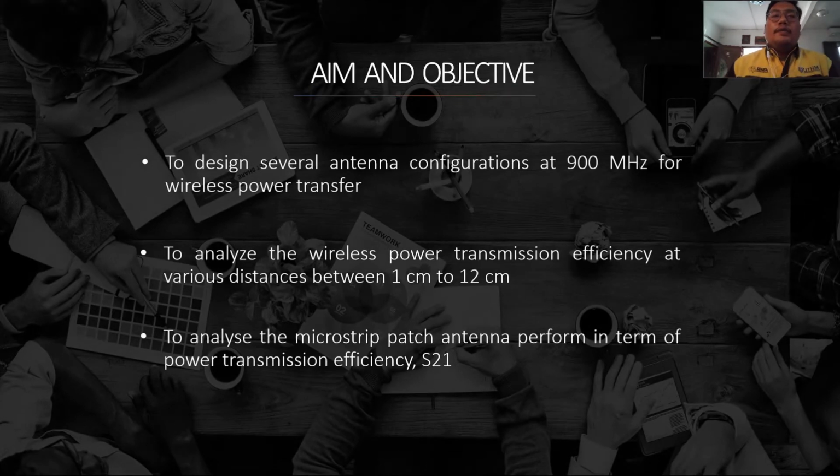So the objectives, there are three. We need to design several antenna configurations at around 900 MHz for wireless power transfer. Second, we need to analyze the wireless power transfer power transmission efficiency at various distances between 1 centimeter to 12 centimeter. And the last one, we need to analyze the microstrip antenna performance in terms of the antenna characteristics, which are the S11, power transmission efficiency, the return loss, the VSWR, and so on.